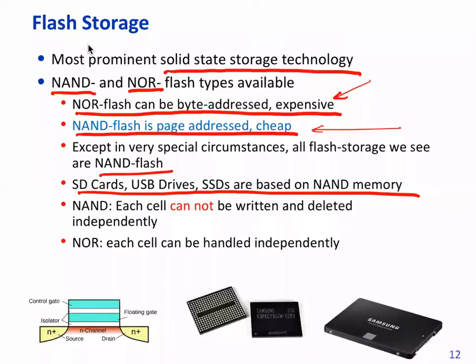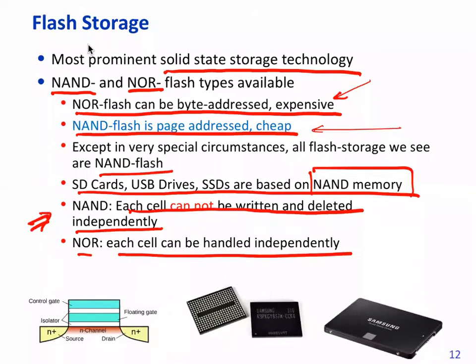Okay, so whatever we see in a camera, or the memory stick that you buy, or that goes into USB, all are based on NAND memory. So here, however, there is a restriction that each cell, or each byte or whatever, cannot be written and deleted independently. This restriction we will discuss later, while in NOR, each cell can be handled independently.